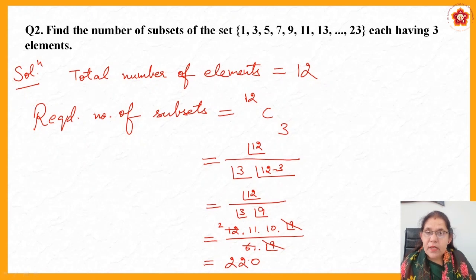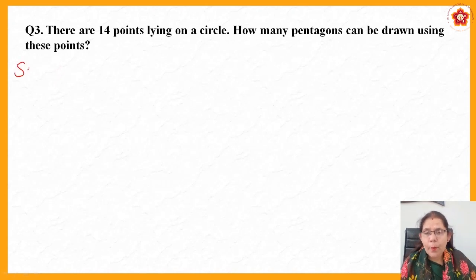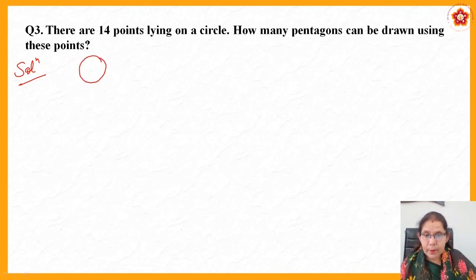And in each of these subsets, we are having 3 elements. Let us look at the next problem. Now this is quite simple application of combinations. There are 14 points lying on a circle. So a circle is there and 14 points are there, anywhere on this circle. And they've asked us how many pentagons can be formed using these points.